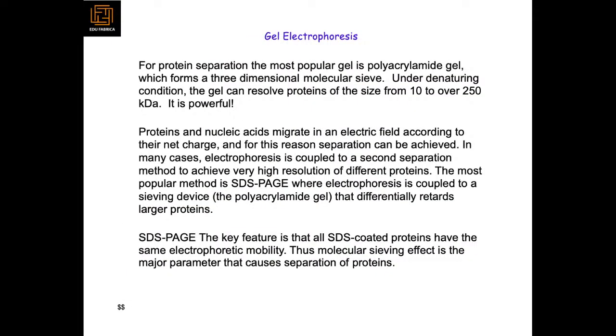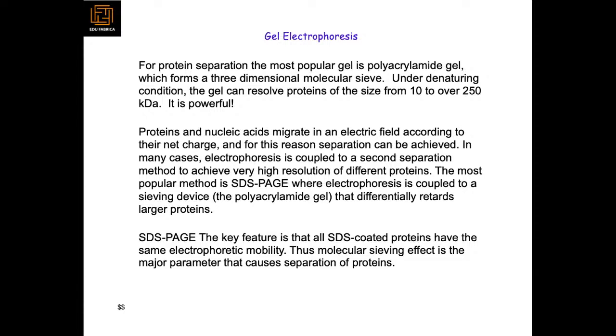Now comes gel electrophoresis. This is done for separating proteins, and the most popular is the polyacrylamide gel, which forms a three-dimensional molecular sieve. Under denaturing conditions, the gel can resolve proteins of the size from 10 to 50 kilodalton, which is quite powerful. Proteins and nucleic acids migrate in an electric field according to their net charge, and for this reason, separation can be achieved in many cases.